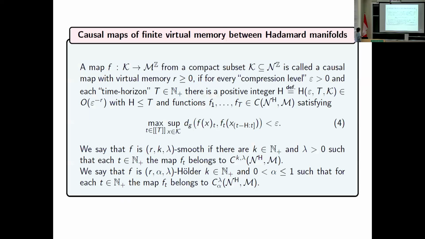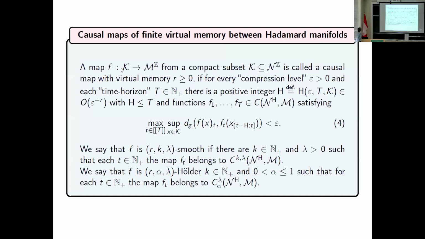So in order to define a universal approximation result, we have to define what kind of function we are able to approximate with our neural network. We are able to approximate this type of function: the so-called causal maps of a finite virtual memory between Banach manifolds. So this is the class of functions that we are able to approximate with this neural network.